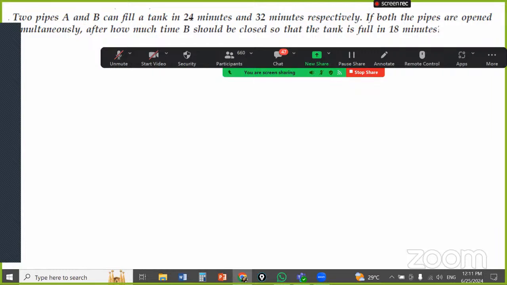The difference here is that separately they have given A alone and B alone. They can fill the tank in like 1 upon 24 and 1 upon 32. Separately, A alone in 1 minute can fill 1 by 24 of the tank, and in 1 minute, B can fill 1 by 32. This is separately. But both the pipes are open simultaneously. And after how much time should B be closed?